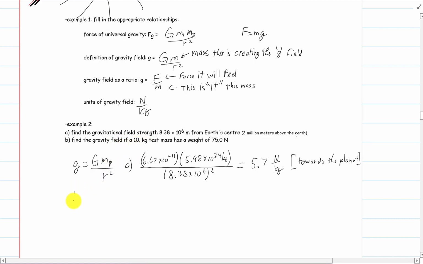Part B, what is the gravitational field strength if a 10 kilogram test mass has a weight of 75 newtons? So I have no idea where we are. We're not on Earth because we're asked to calculate G. So G is equal to F over M. If I put a mass in this G field space, and we get a weight of 75 newtons, if we put a 10 kilogram mass in it, this is going to give us a 7.5 newtons per kilogram G field.